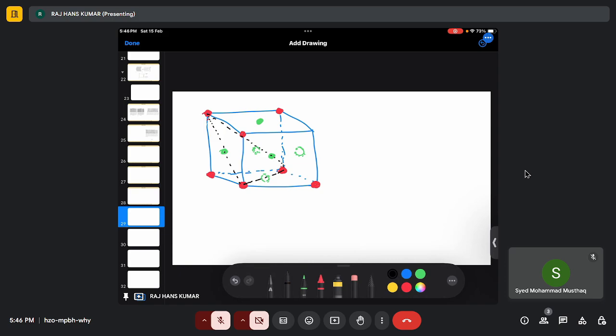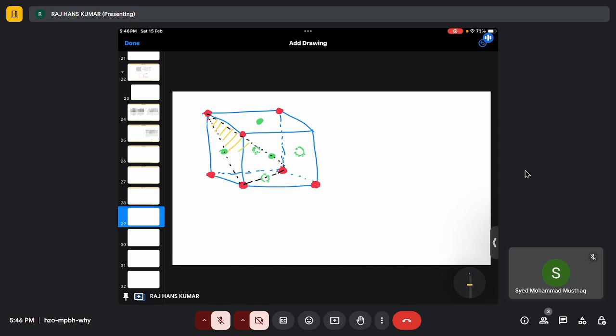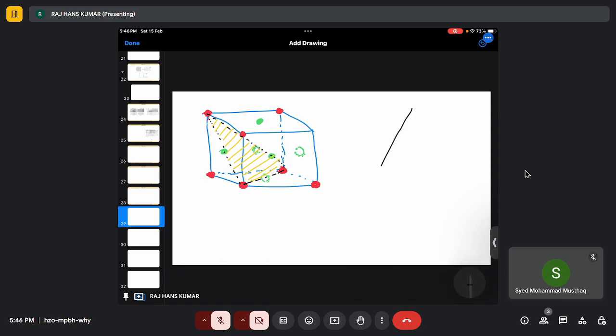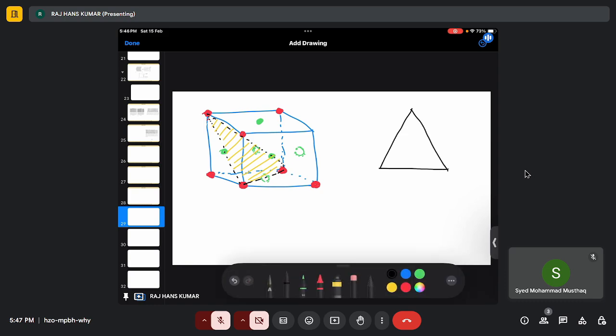So my plane is this one. Okay. This is my 1 1 1 plane. I'm trying to cut the crystal along this plane. Now, if I draw this plane here, this will be a close pack plane, right?